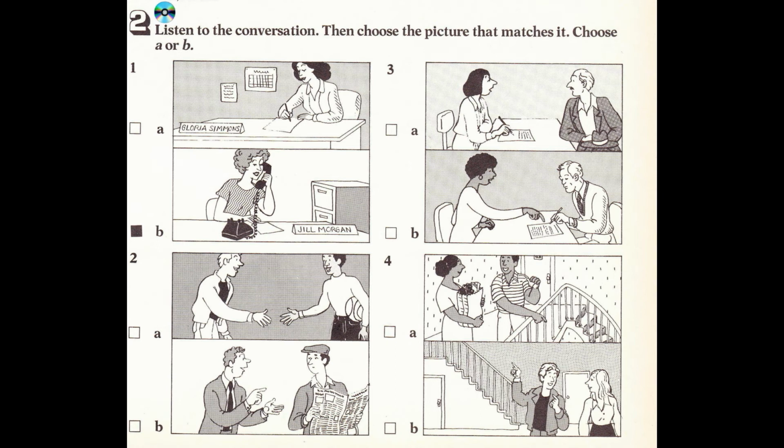1. Morgan? M-O-R-G-A-N? Yes, that's right. 2. Are you George Arthur? No, I'm not. 3. Could you spell your last name, please? J-O-H-N-S-O-N. 4. Hi, I'm Jeff Nelson. I live upstairs. Hi, I'm Dorothy Burns. It's nice to meet you.